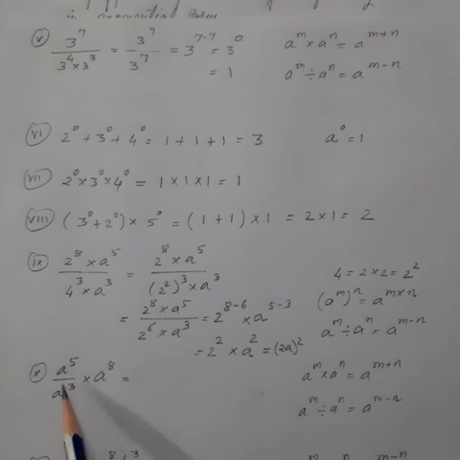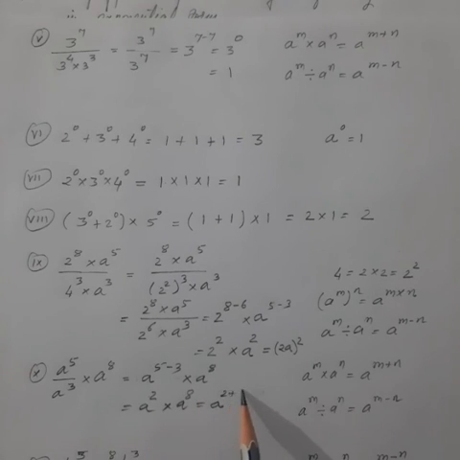10th. Here this is the division of two numbers with same base a. So take the base a and subtract the powers. 5 minus 3 into a raised to the power 8. Base a and power 5 minus 3 is 2 into a raised to the power 8. Now this is the multiplication of two numbers with same base a. Take the base a and add the powers. 2 plus 8. Base is a and 2 plus 8 power is 10. A raised to the power 10.